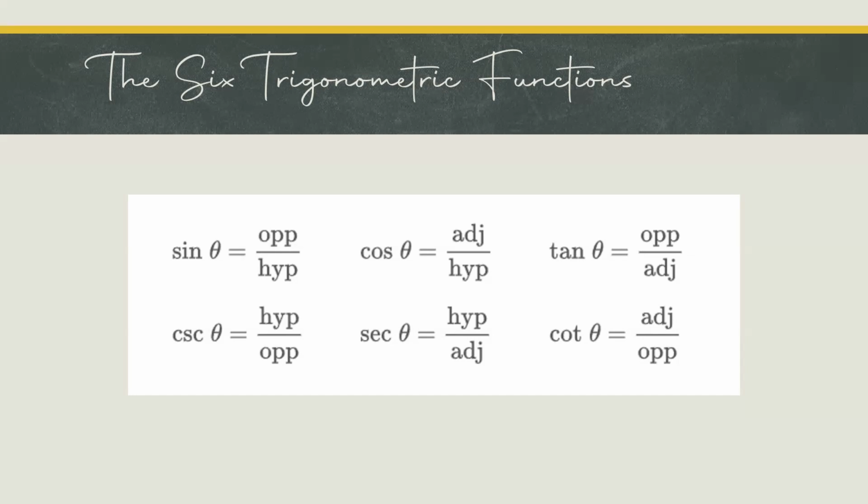And the bottom row are just reciprocals of those first three functions. So cosecant is the reciprocal of sine. So if I just take that fraction that I have for sine and flip it over, I've got hypotenuse over the opposite side. Secant is the reciprocal of cosine. So if I took my cosine and just flip it over, I've got the hypotenuse over the adjacent side. Cotangent's reciprocal of tangent, so it's adjacent over opposite.